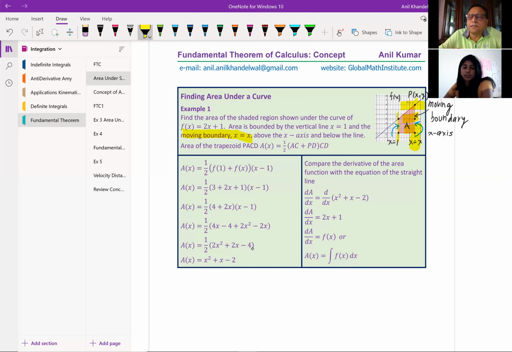Now to find the area under this curve, it's very simple, it's a trapezoid. You know the formula: half of the sum of the parallel sides multiplied by the distance between them. That becomes the area of this particular shaded region. So what I did was half of, when you add these side lengths, these are actually the y values, correct? At x = 1 and x = x. So f(1) and f(x) give you those y values. And the distance between them is the difference between x and 1. That is the difference between these two.